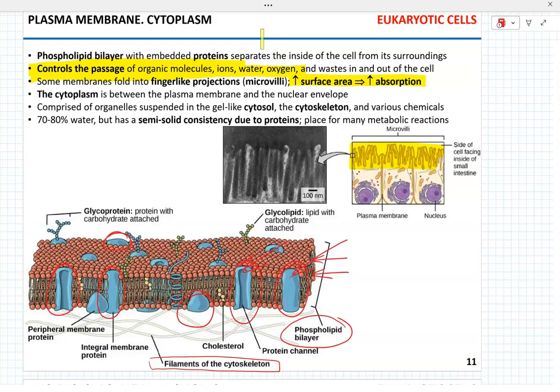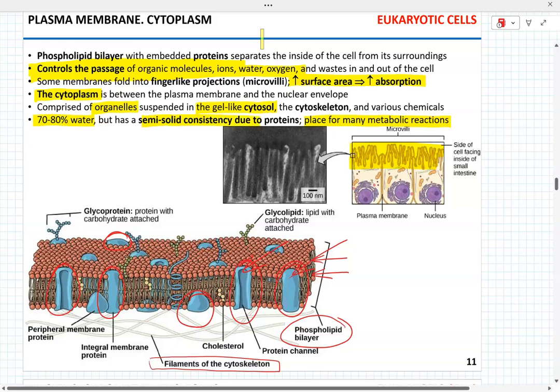The space between the plasma membrane and the envelope of the nucleus is called the cytoplasm. Cytoplasm contains all the cellular organelles, which are suspended in a substance called cytosol. It's a gel-like solution of proteins, carbohydrates, and other organic compounds, and serves as the place for many metabolic reactions. The main component of cytosol, of course, is water, but the presence of proteins gives it a semi-solid, clot-like consistency.